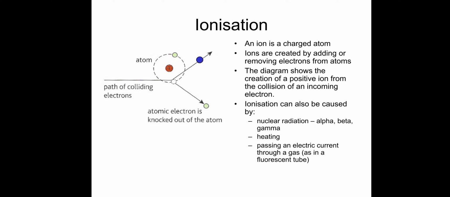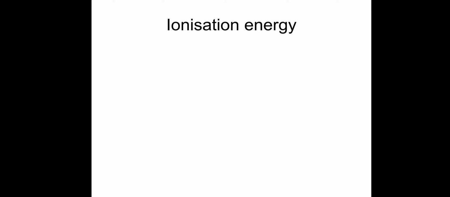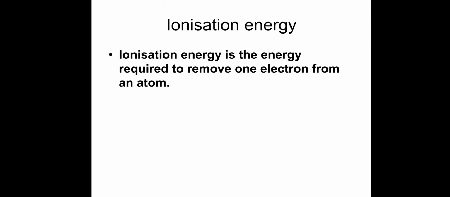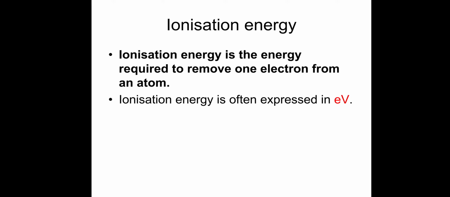So let's see what's next. Ionization energy. So this is pretty straightforward. Ionization energy is the energy required to remove an electron from an atom. And ionization energy is often expressed in electron volts.